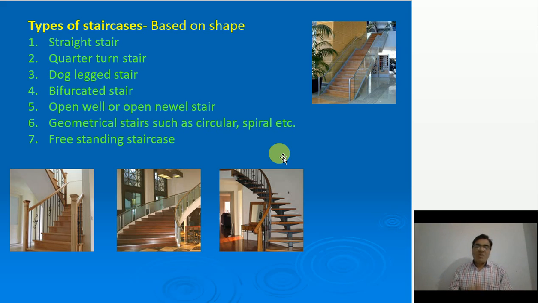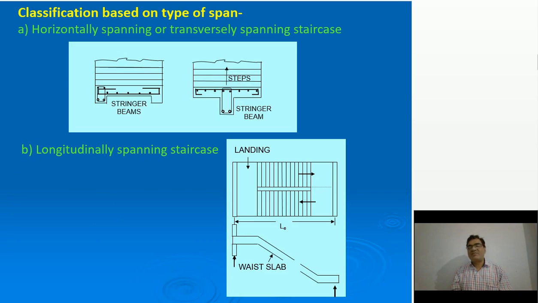Well, but whatever be the shape, from the design point of view, there are only two types. So which are the two types? The first one is horizontally spanning or transversely spanning staircase, and the second one is longitudinally spanning staircase. So what are the earlier types we saw based on shape? All can be divided into these two types.